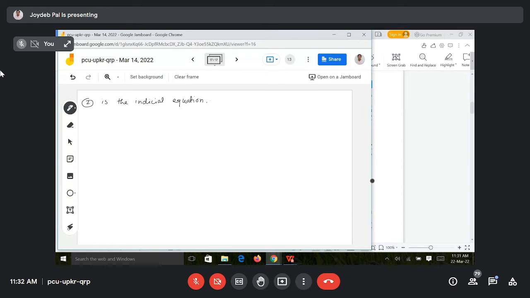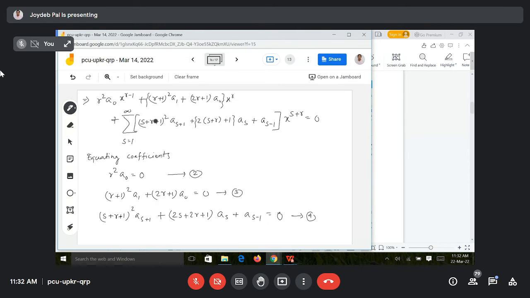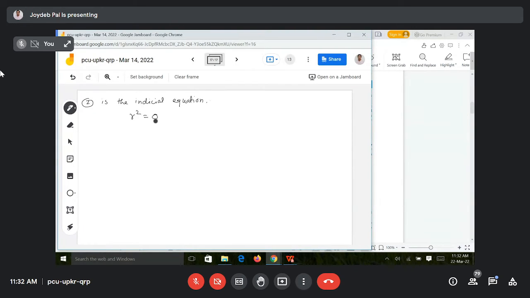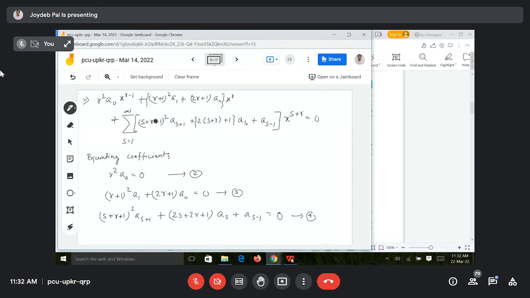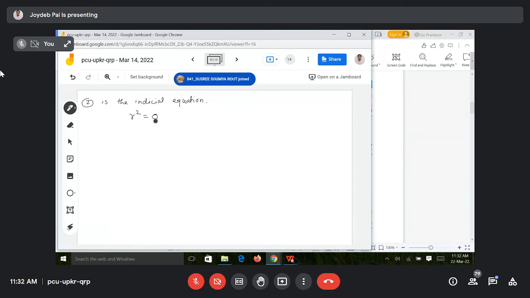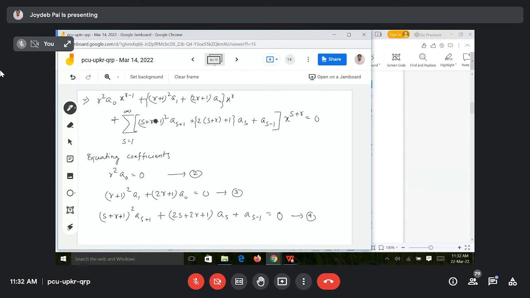So r square is equal to 0, right? The initial equation is r square is equal to 0 because r square into a naught is 0, a naught not equals to 0, then r square must be 0. Yes, sir. So that is the initial equation. Always I told that the coefficient of lowest degree term equals to 0 gives us the initial equation, which is the main part of the Frobenius method. Okay. So a naught not equals to 0 we have assumed initially.